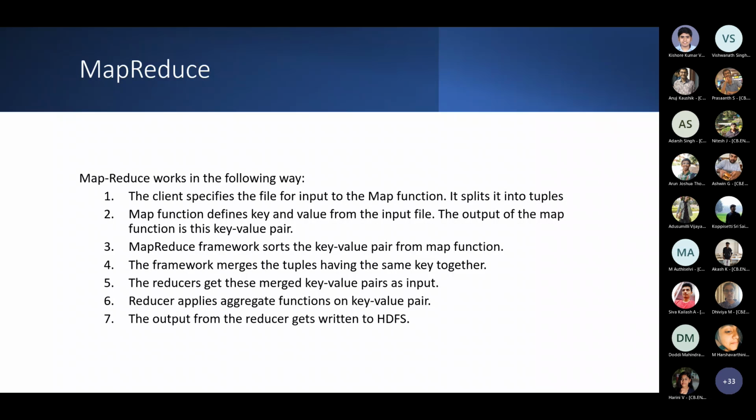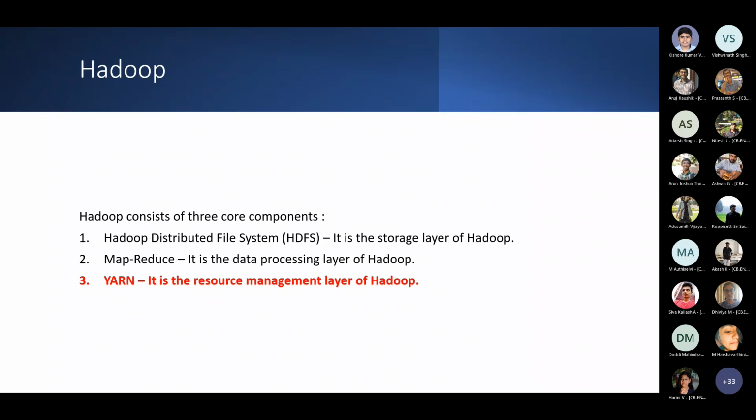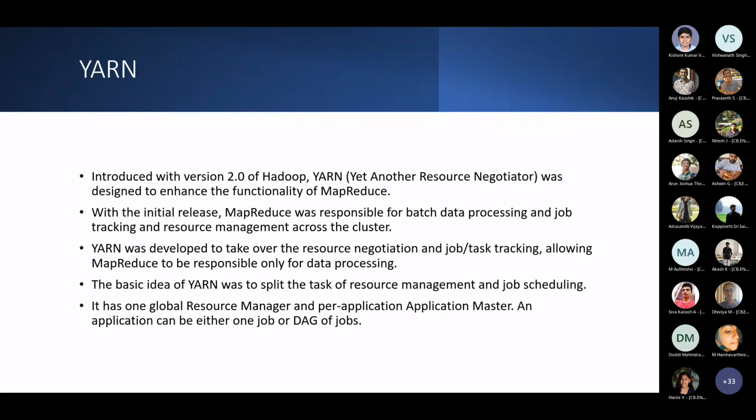That is the idea of MapReduce. You reduce the size of the data and you map it into something called key value pairs. And the third layer that you have is YARN, or Yet Another Resource Negotiator. So this basically improves the idea of MapReduce. And what does YARN do?